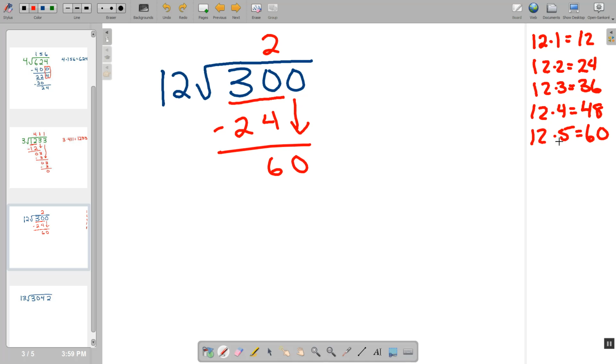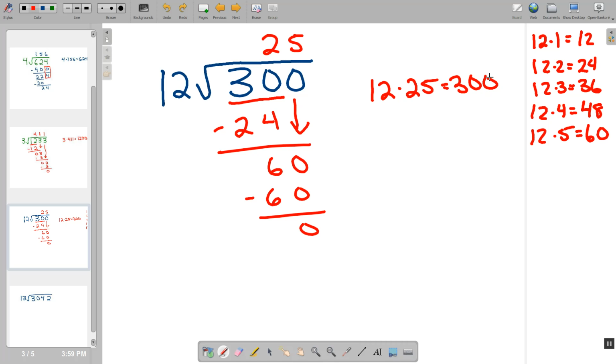12 times 5 is actually equal to 60. Therefore, 5 goes into my ones place. And once again, we're very lucky to have a remainder of 0. Therefore, 12 times 25 is equal to 300, right on the nose.